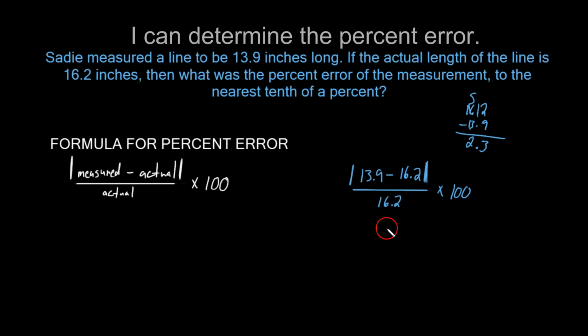So we get the absolute value of 2.3, or it would be negative 2.3, but the absolute value is positive 2.3 over 16.2 times 100, and 2.3 divided by 16.2 is 0.142, and multiply that by 100, and we get 14.2%, and that is what our percent error is.